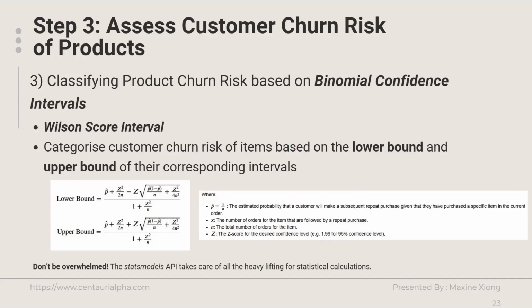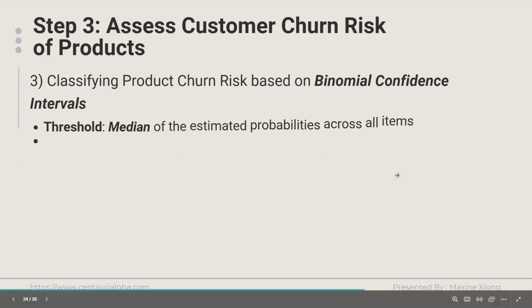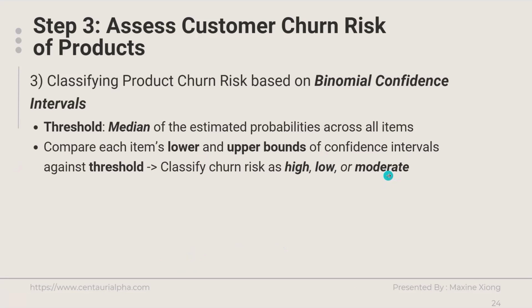The Wilson score interval expression is shown here, but don't be overwhelmed. The statsmodels API handles all the complex calculation for us. The key step is comparing the lower and the upper bounds of each item's confidence interval against the threshold that we set.